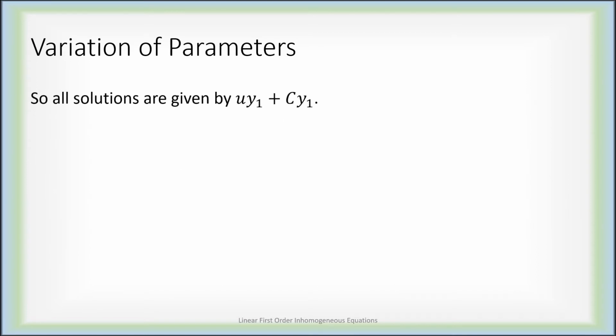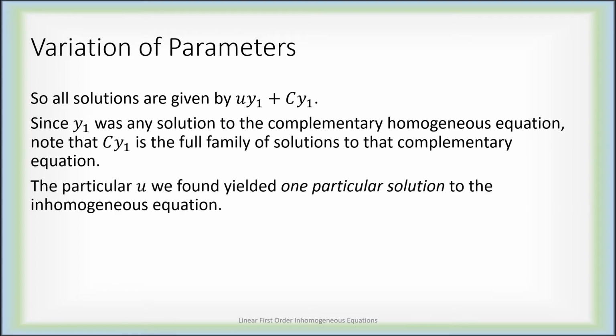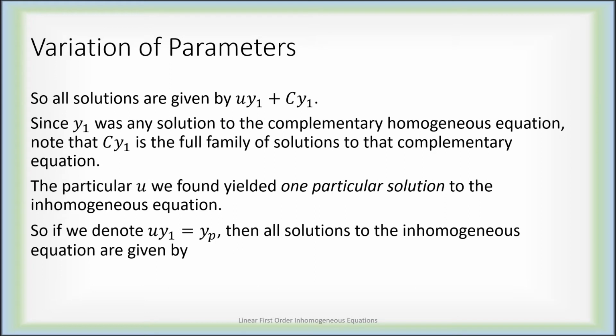So if all solutions are given by u y1 plus a constant times y1, what does that really tell us? y1 was any solution to the complementary homogeneous equation, so that term, c y1, is the full family of solutions to the complementary equation. The one particular u we found yields one particular solution to the inhomogeneous equation. And u times y1 is often denoted as y sub p, for a particular solution to the inhomogeneous equation. So all solutions are now given by the one particular solution to the inhomogeneous equation we found, plus the entire family of solutions to the homogeneous differential equation.